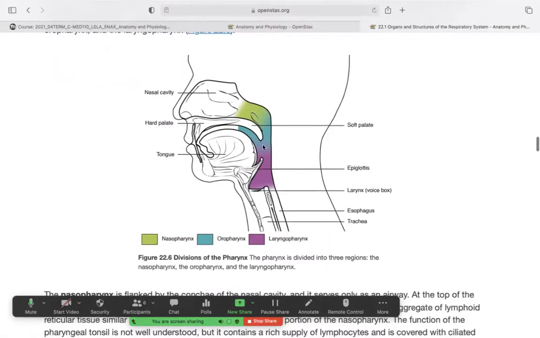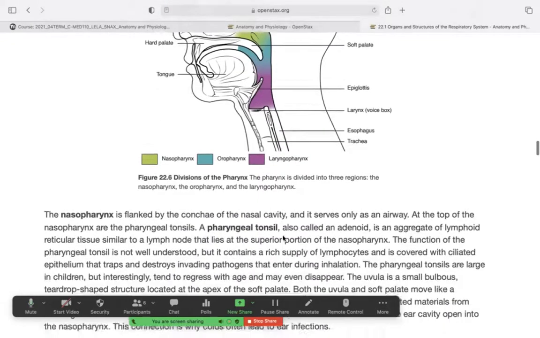Hard palate, soft palate, another view of the epiglottis, again, anteriorly, your trachea, also known as your windpipe, and posteriorly, you have your esophagus, which is your food pipe.